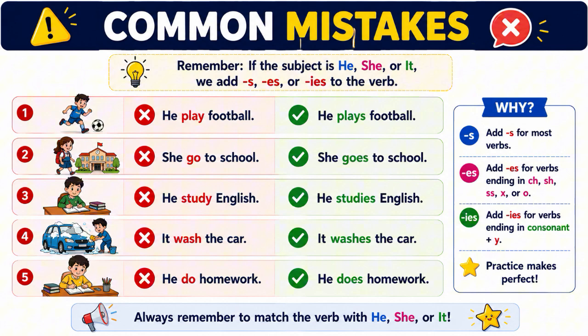He study English. He studies English. Very good. It go very fast. Correct. It goes very fast. The baby cry every night. Yes, the baby cries every night. Don't just listen. Pause the video and answer before I reveal the correct sentence. That's how you'll remember the rule.